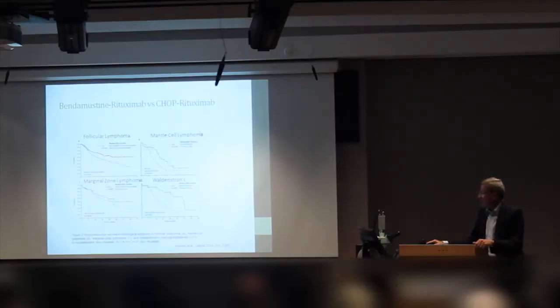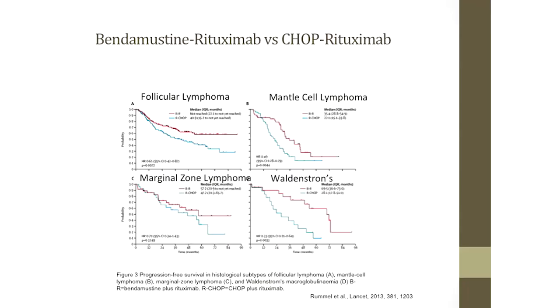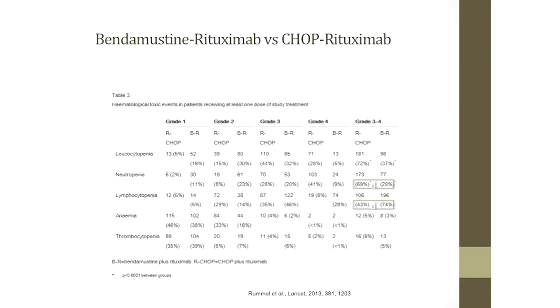In this study, a number of different types of lymphoma were used, and you can see the survival curve is better for all the different subtypes, including Waldenstrom's, marginal zone, mantle cell, and follicular lymphoma. There weren't as many patients in some of these subsets. For example, in marginal zone lymphoma the survival curves are different, but it's not significant just because there were fewer patients. The other important point about this drug is that it's not as toxic. The side effects aren't as great as with the standard therapy we had been using.